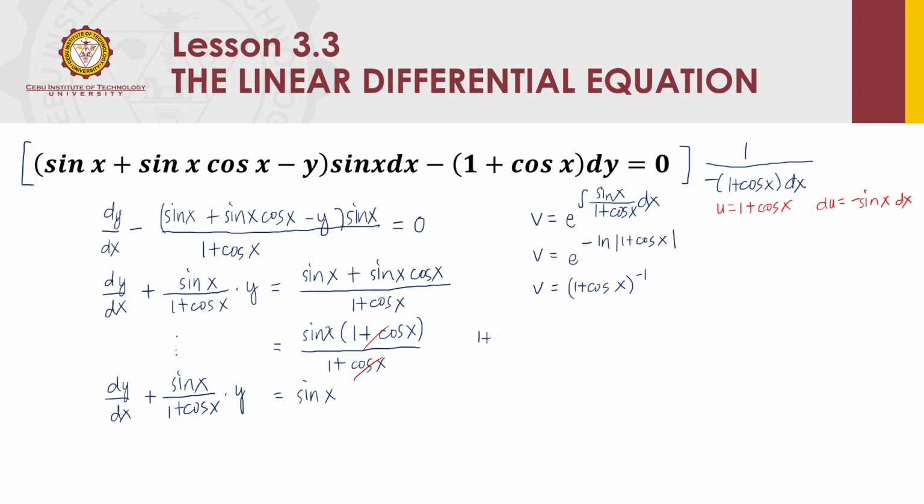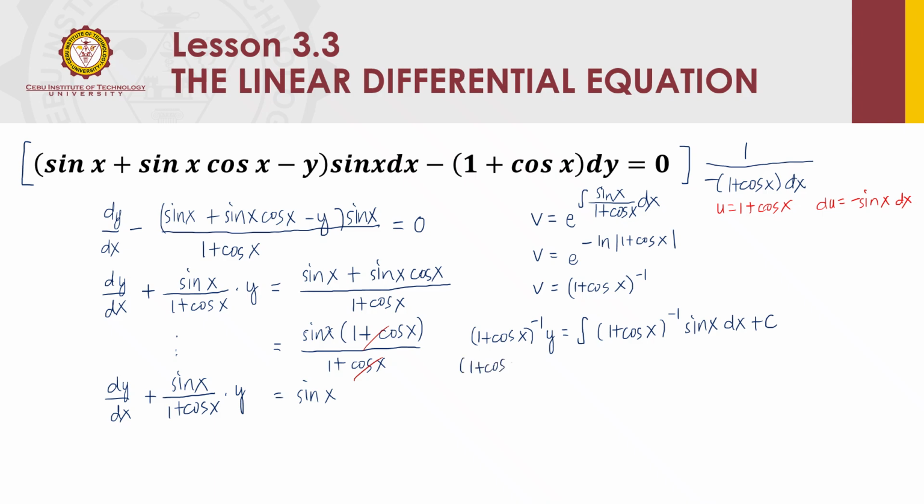It's up to you, whichever is more convenient for you. If we write it as it is, with the -1 exponent, that's the integrating factor multiplied by y. And on the right side, we have the integral of 1 plus cosine of x raised to the power -1 times the right side, which is sine of x, and then dx, and then plus c.